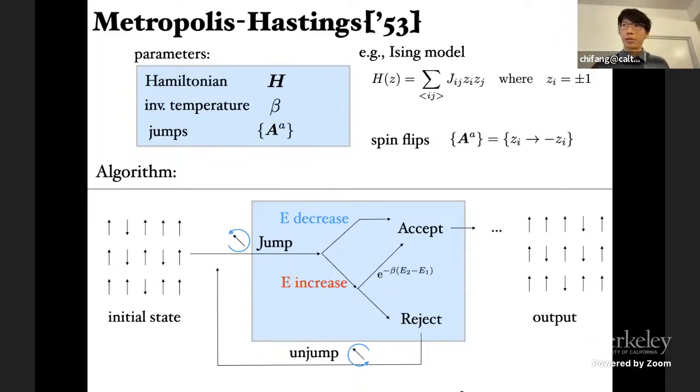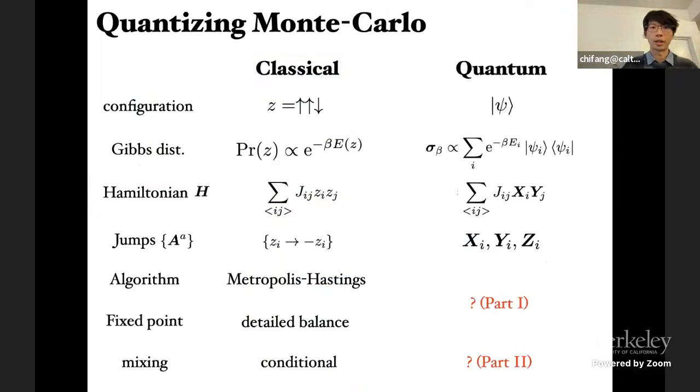You can just wait for this algorithm to converge. You might not always know how fast it converges, but you can always try. And then if it actually converges, this will be the Gibbs state. Your output is going to be a sample from the Gibbs state. All right, so that's a classical Monte Carlo.